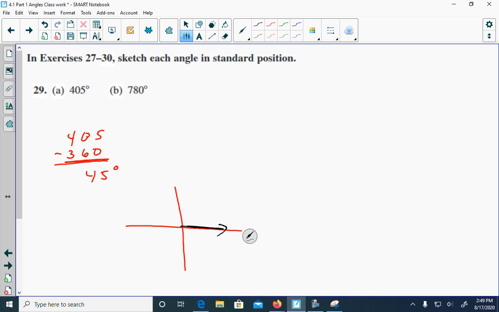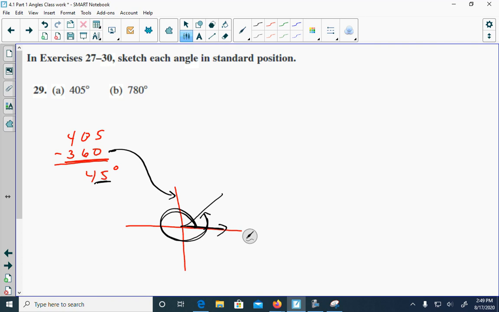So there it is, standard position. This 360 degrees takes this and wraps it all the way around my unit circle once. And then I have to do an additional 45 degrees, which would be in the first quadrant. And that's my angle of rotation. In order to get full credit, you must show me that you have this complete loop to show that you know that it went all the way around the unit circle once and then up another 45 degrees.